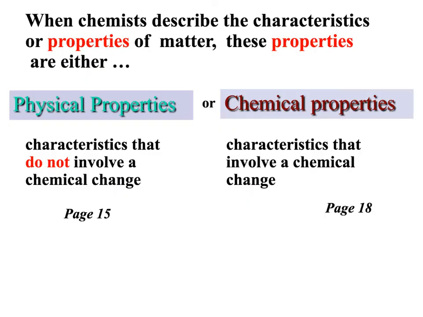When chemists describe substances, they look at the properties or the characteristics of those substances, and those properties are also categorized as either physical properties or chemical properties. Physical properties do not involve a chemical change, and chemical properties are descriptions of substances that involve a chemical change. Page 15 and 18 in your text are great references to learn more about these two concepts.